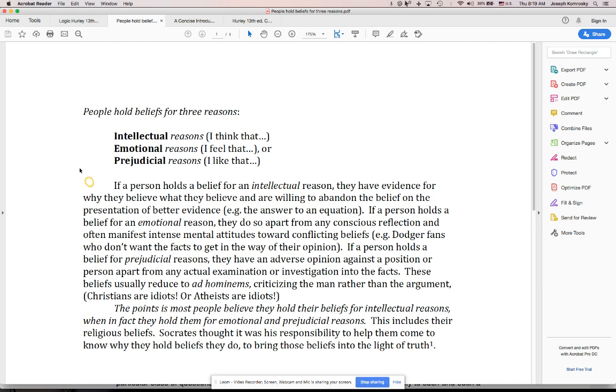We're pursuing the intellectual reasons for why we believe what we believe. We're evaluating evidence. If a person holds a belief for an emotional reason, they do so apart from any conscious reflection of this kind of evidence that we just talked about. And they often manifest intense mental attitudes towards conflicting beliefs.